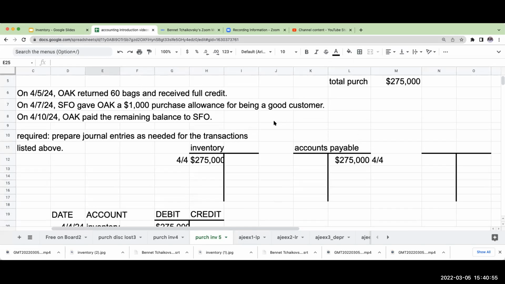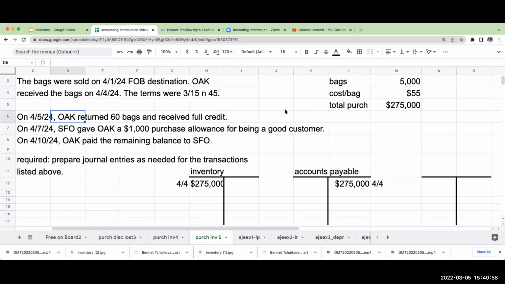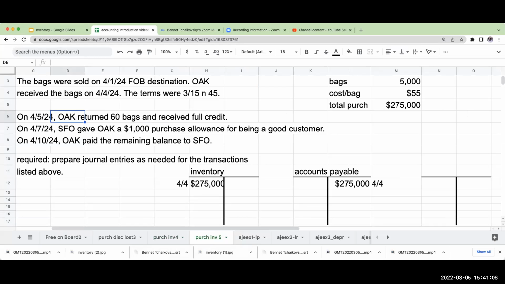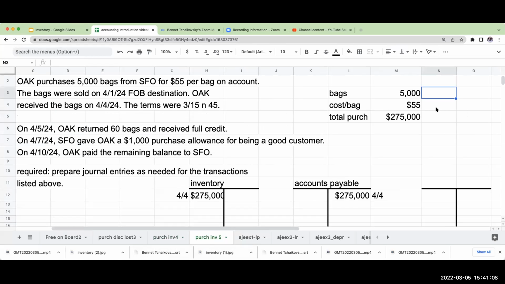All right. Now, on April 5th, I returned 60 bags and received full credit. By the way, before I return something, do I want to get an RMA, a return materials authorization? Yes, just don't ship it back automatically. Talk to customer service, make sure you got the approval. So I'm returning 60 bags. The cost per bag is 55, so the amount of my purchase return is going to be $3,300.